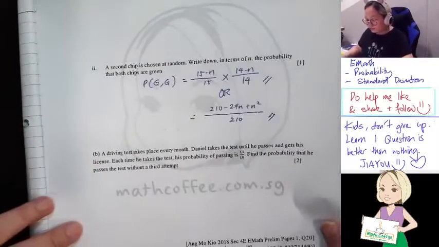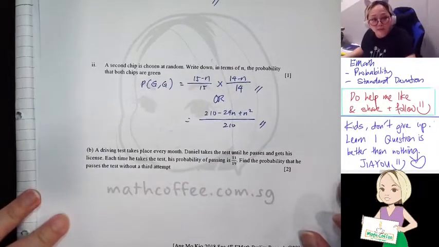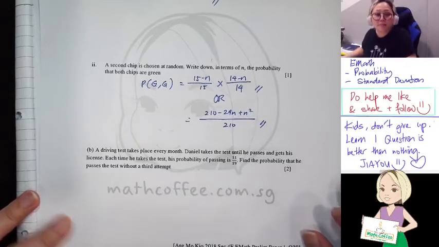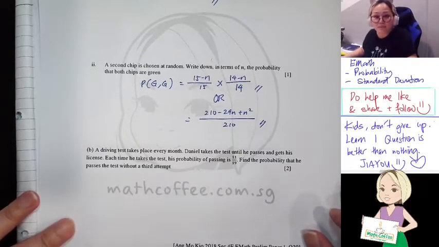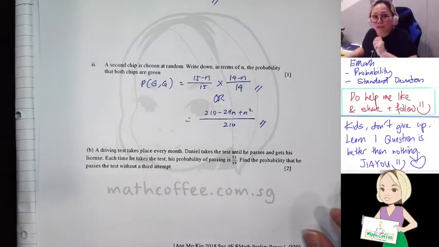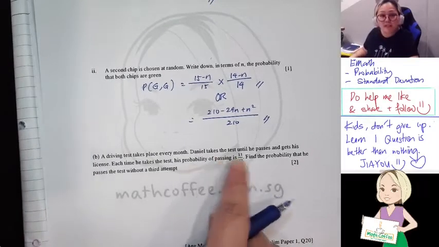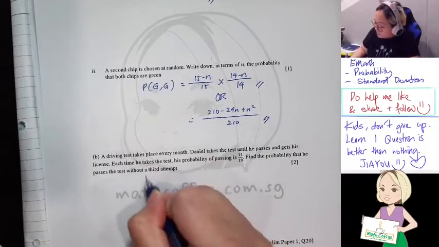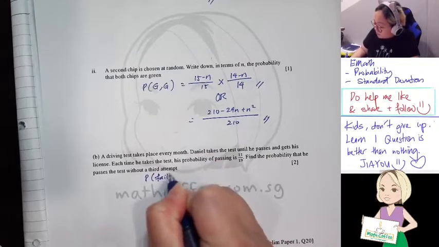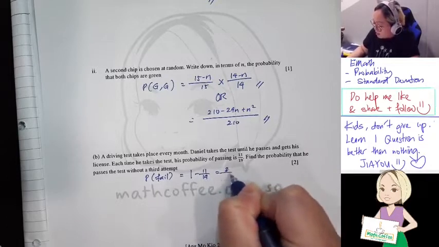The next one. A driving test takes place every month. So Daniel takes a test until he passes and gets his license. They say each time he takes the test, the probability of pass is 11 out of 19. So you must know, if the probability of passing is 11 out of 19, the probability of fail will be 1 minus 11 out of 19, which will be 8 out of 19.